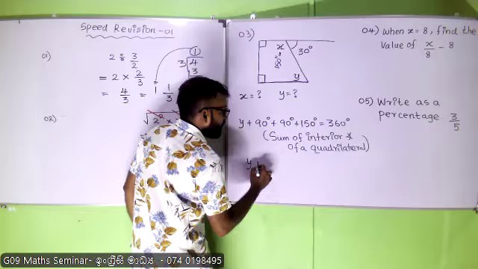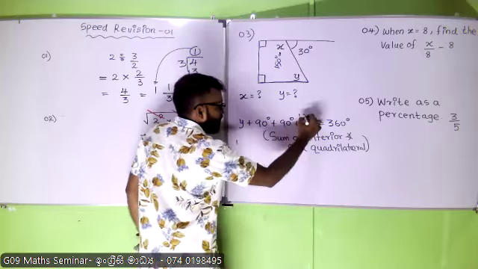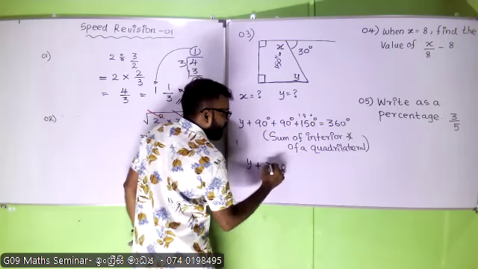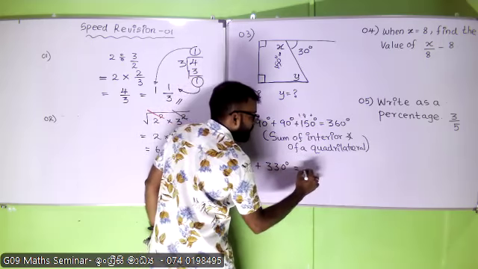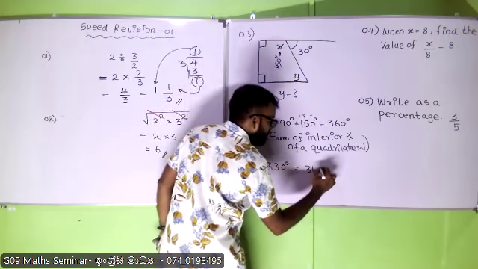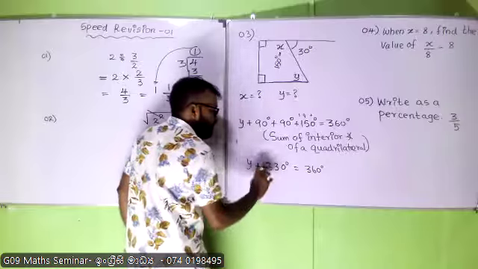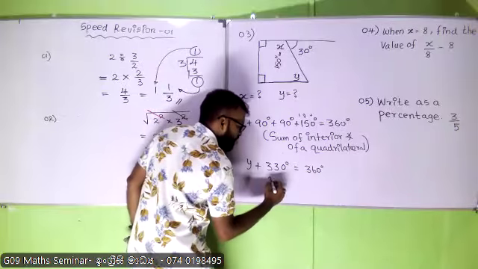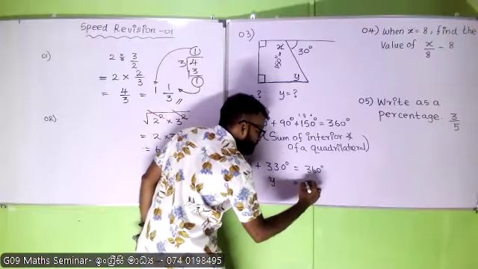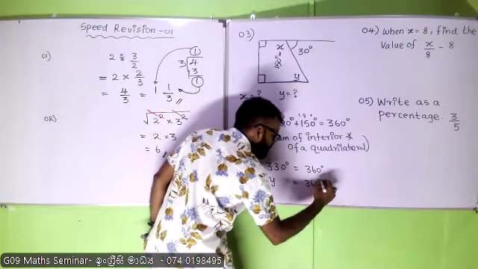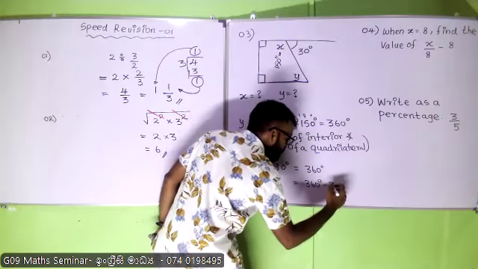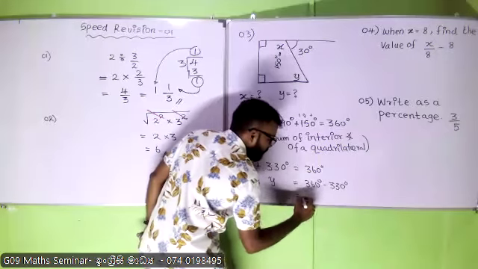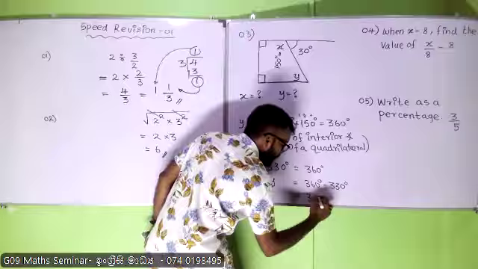How much? 180 plus 150 is 330 degrees. 330 degrees is not equal to 360, so I am not going to negate from both sides at once. I am going to take it to the other side. y equals 360 degrees minus 330 degrees. So the answer is 30.